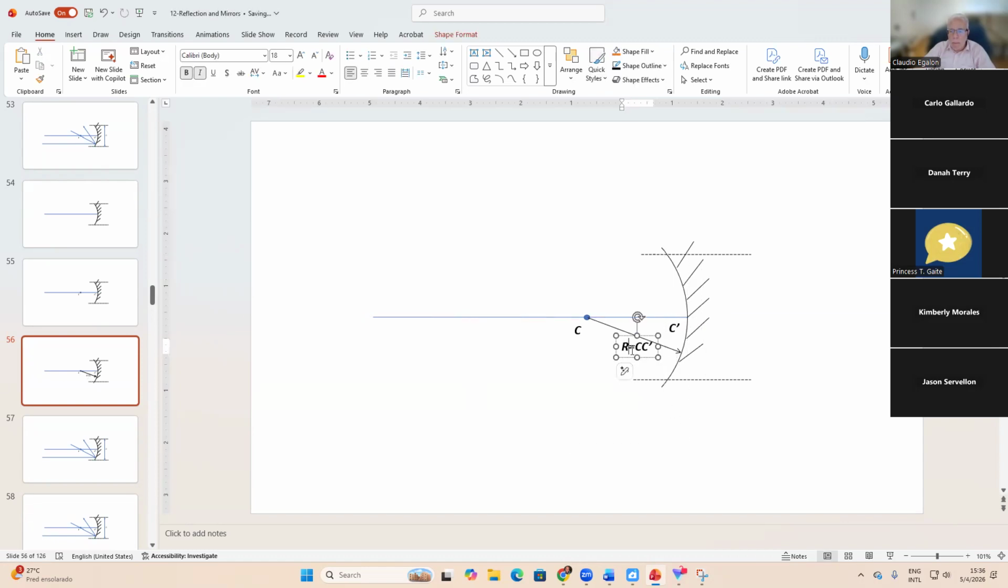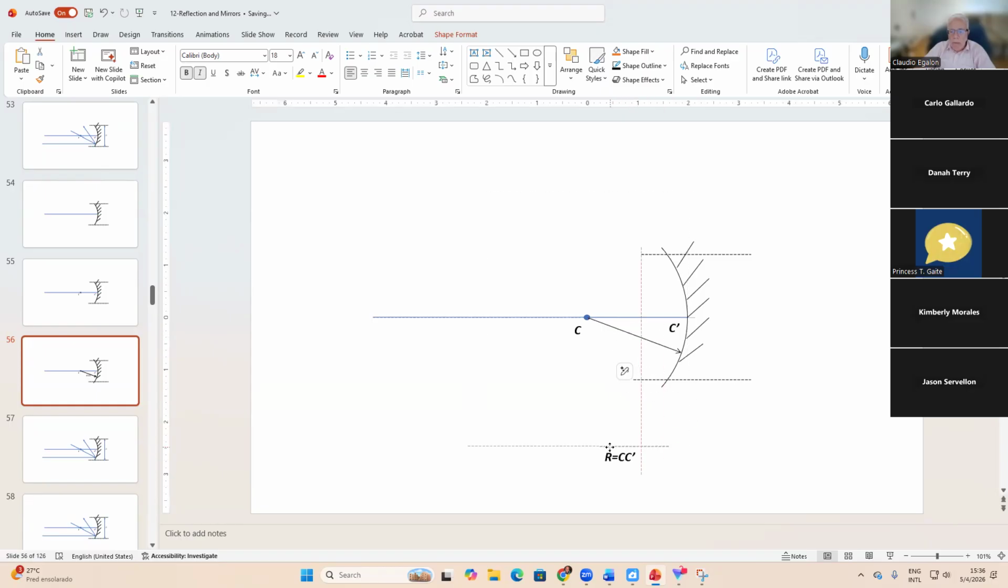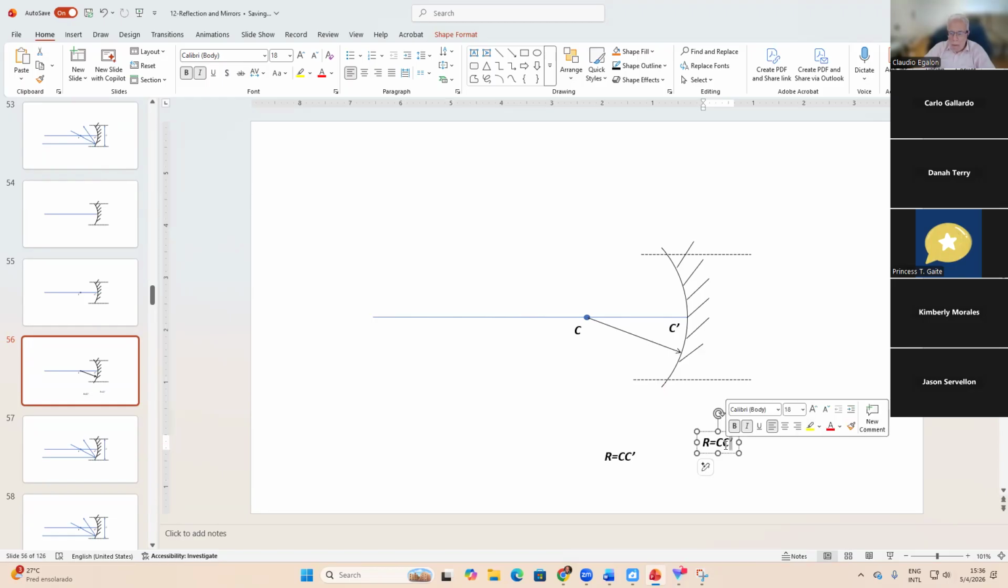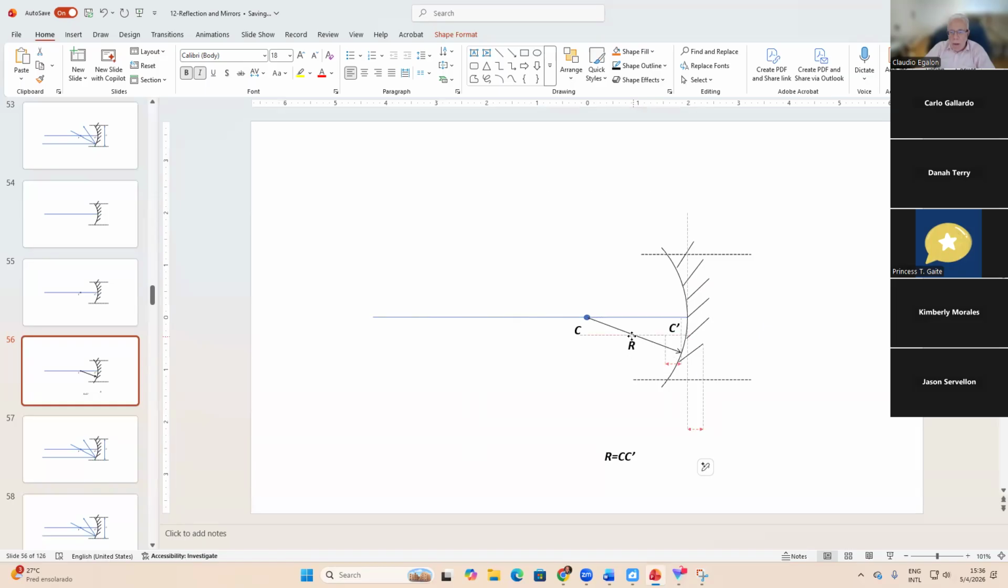What I want to do, I want to put this guy out here. And I put this R back right here. Okay. But this mirror also has a diameter. And that's what the diameter is. Here you go.